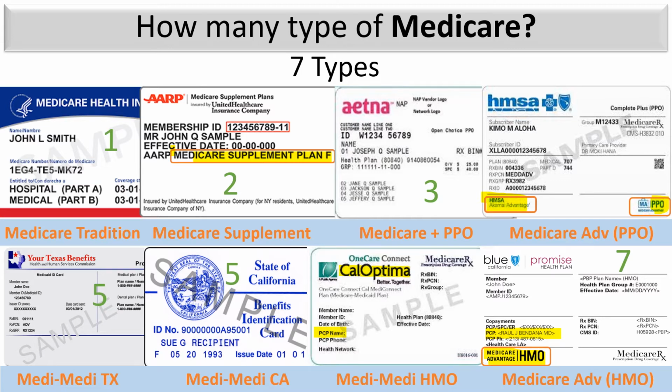1, 2, 3, and 5 you can treat right away. Number 4, no. Number 4 is Advanced PPO. We require pre-auth. Remember?